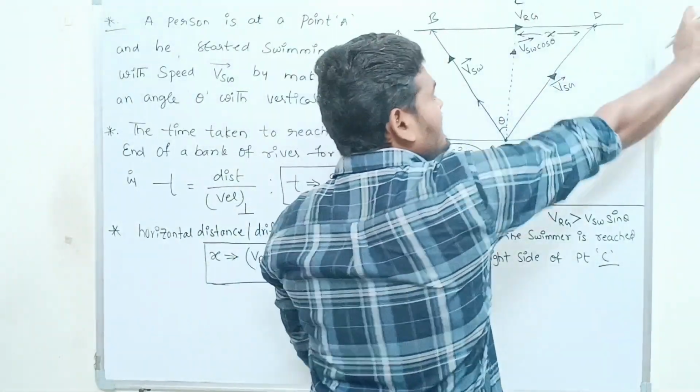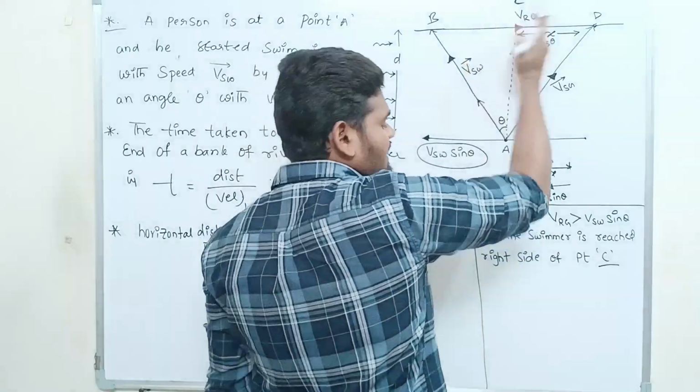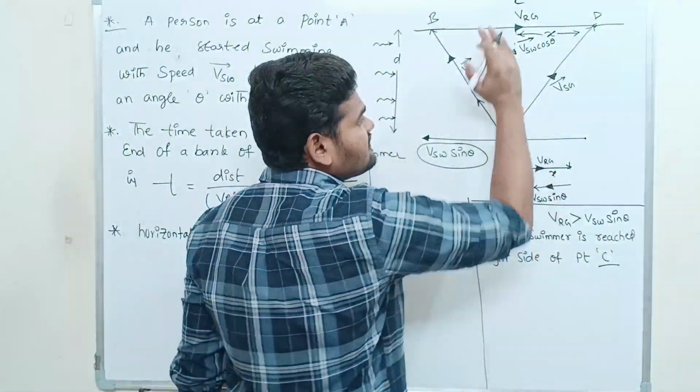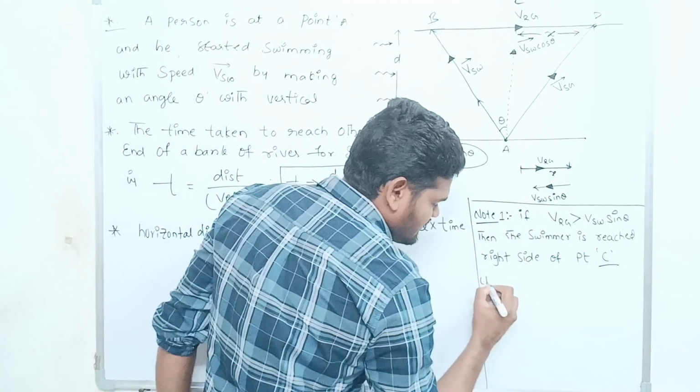So this is the more velocity, this is the less velocity. So overall, the swimmer can reach the right side of the point C. He can reach the right side of the point C. Okay, sir. Note number two.